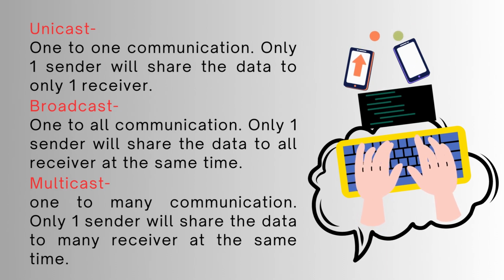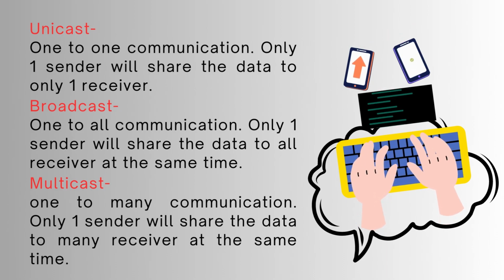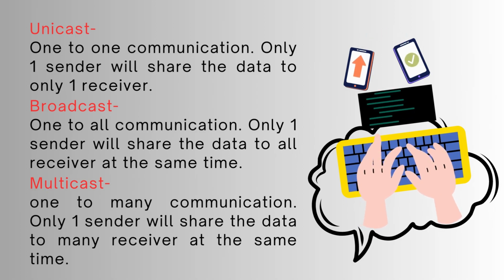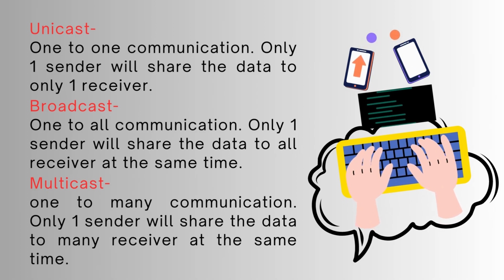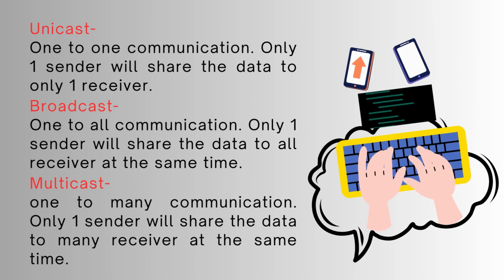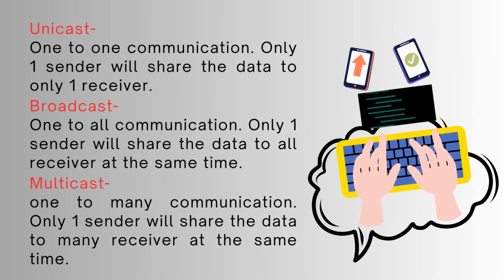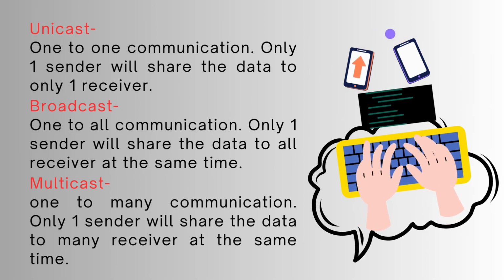One-to-one communication: only one sender will share the data to only one receiver. Broadcast, one-to-all communication: only one sender will share the data to all receivers at the same time. Multicast, one-to-many communication: only one sender will share the data to many receivers at the same time.